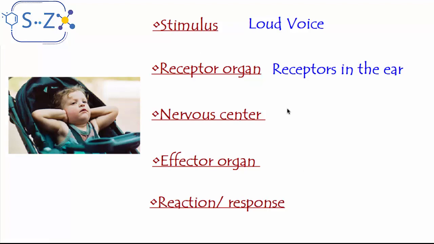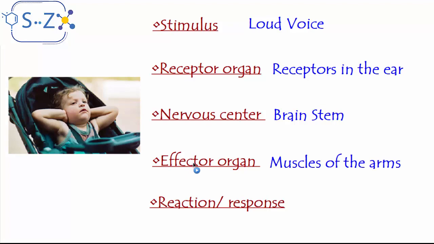Here the nervous center in this case is the brain stem, since the message is happening inside the head. The sensory nerve is the auditory nerve, and the brain stem is responsible for giving the command to the muscles of the arm, which are the effector organ. They are responsible for holding the arms up and allowing the child to close the ears, which is the reaction. So here the reaction or the response in this case is closing the ears.